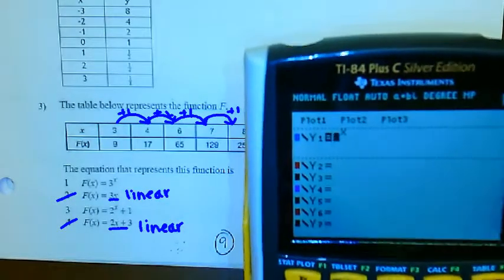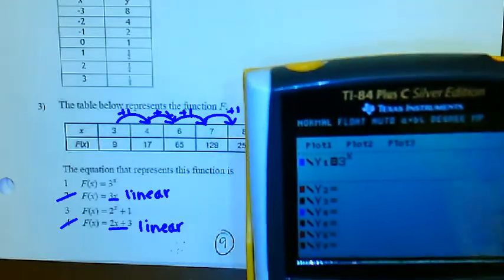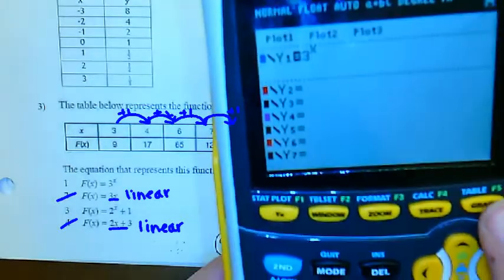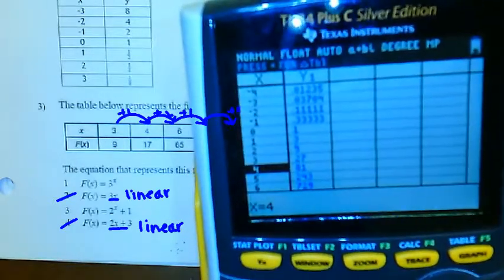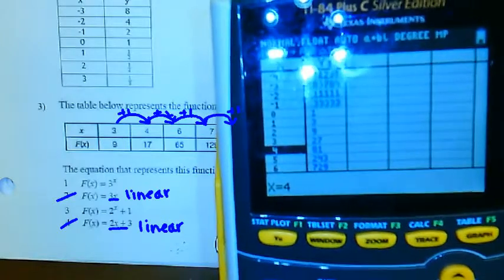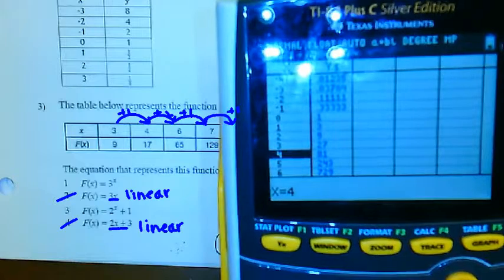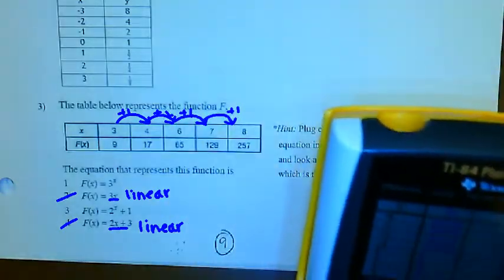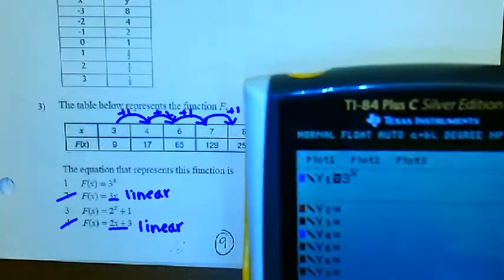Okay, so I put 3 raised to the x power in my calculator, and I'm just going to look at the table. Second graph. Okay, and if you look at my table, I'm trying to make it a little in focus. You look, when x is 3, that equals 27. So that one isn't going to work. Okay, so basically by process of elimination, I see that the answer is 3, but let's just make sure.